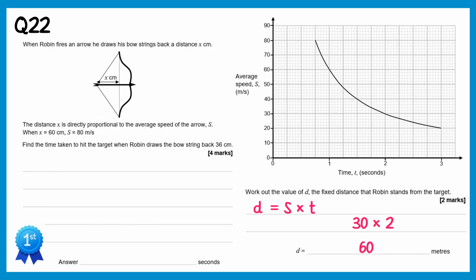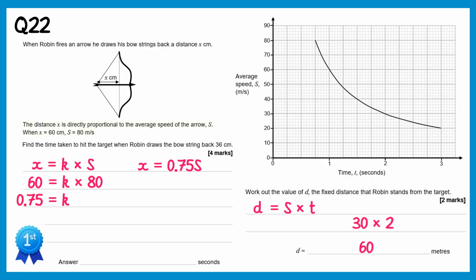For the second part of this question, we're told the distance x is directly proportional to the average speed, s. And we're told that when x equals 60, s equals 80. So if x is directly proportional to s, we can write x equals k, some constant, times s. Now we can substitute in the values we've been given, so x is 60, equals k times, and then we're told that s is 80. If we now divide both sides of this by 80, you do 60 divided by 80, which gives you a k value of 0.75. So we can rewrite this formula now, x equals k times s, as x equals 0.75 times s.